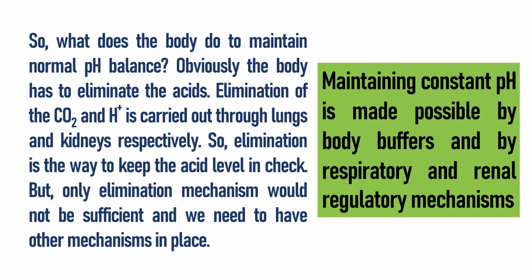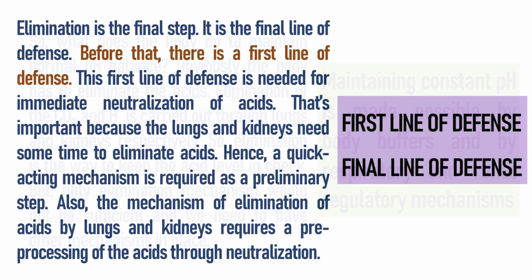Maintaining constant pH is made possible by the combined and coordinated action of body buffers, and respiratory and renal regulatory mechanisms. Elimination is the final step. It is the final line of defense. Before that, there is a first line of defense. This first line of defense is needed for immediate neutralization of acids. That's important because the lungs and kidneys need some time to eliminate acids. Hence, a quick-acting mechanism is required as a preliminary step.